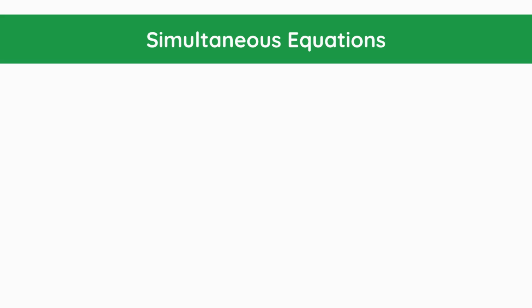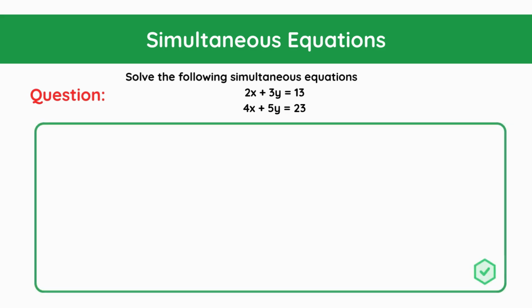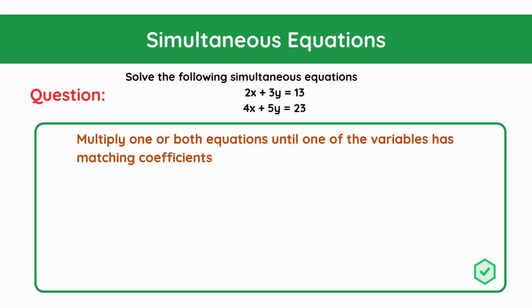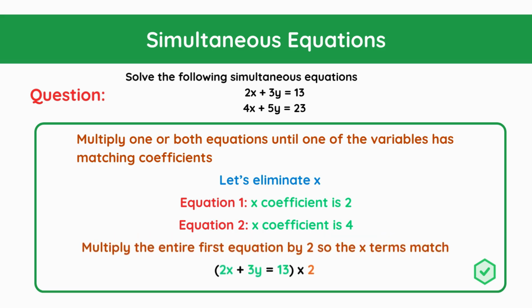Now let's try a question where the coefficients do not match. We are given 2x plus 3y equals 13, 4x plus 5y equals 23. Here, neither x nor y has matching coefficients, so we need an extra step at the beginning. We multiply one or both equations until one of the variables has matching coefficients. Let's eliminate x. The coefficient of x in the first equation is 2, and in the second equation it is 4.